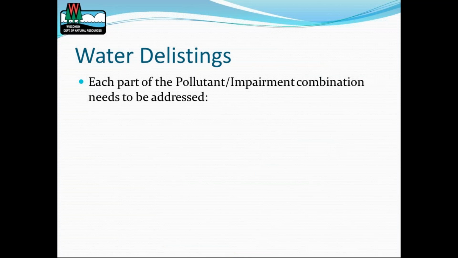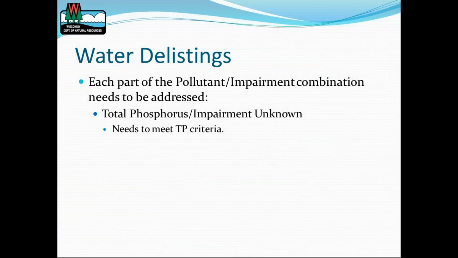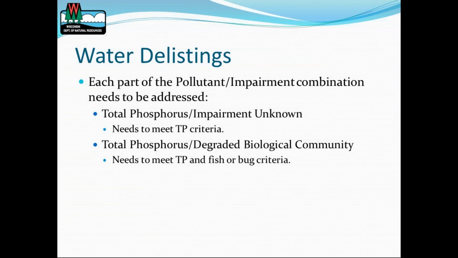When it comes to looking at a pollutant impairment combination, each part of the listing needs to be addressed. So if it's listed for total phosphorus but impairment unknown, it needs to meet TP criteria, so phosphorus criteria. We don't have it listed for anything else, just phosphorus. If it's listed for phosphorus and degraded biological community, like OK Creek is, it would then need to meet phosphorus, fish, or bugs based on whatever it was listed for.